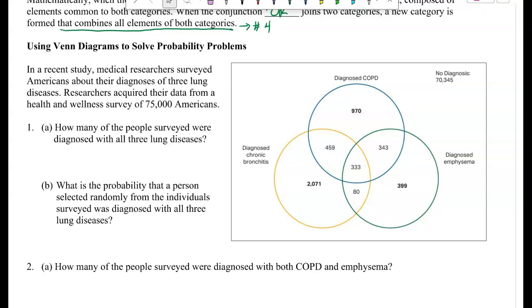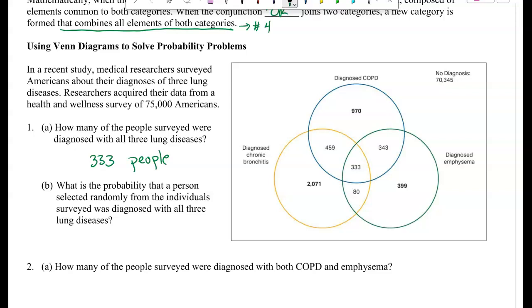Now, here's the question. How many of the people surveyed were diagnosed with all 3 lung diseases? How did you know that? Well, how did you know that it said? Where is it located? Yeah, where they all what? Overlap. So is that a new subcategory? The person has COPD and emphysema and what? That's actually kind of sad. But anyway, feel for that person. We got 333 people. But of 75,000. I know. It's a big deal. All right, now what's the next one?